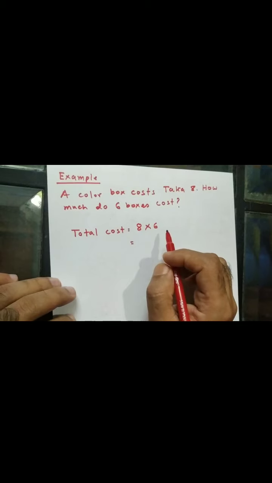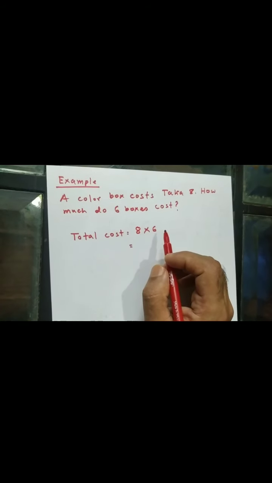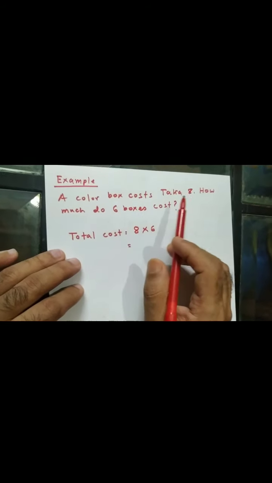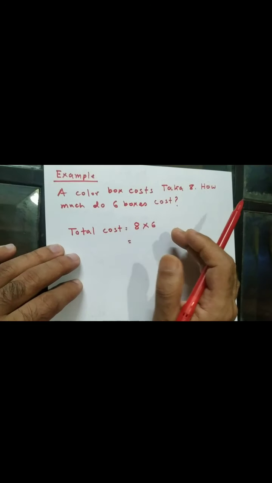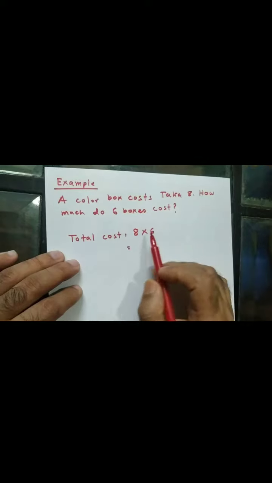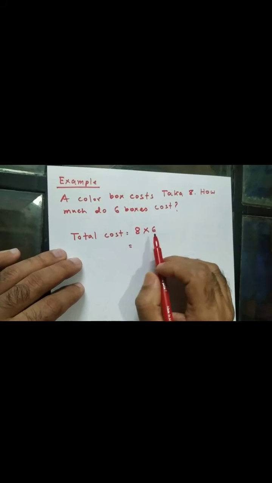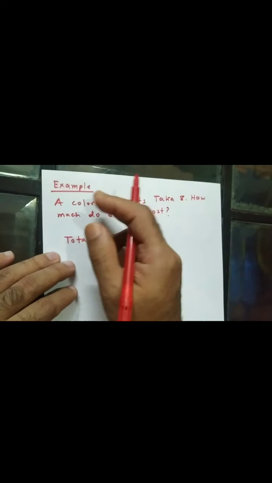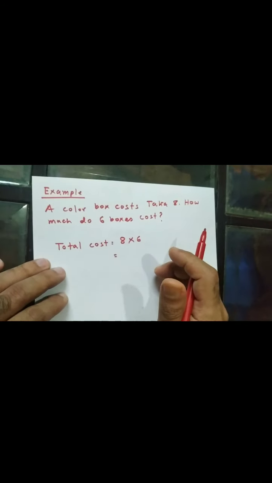Sorry, that was an error. The price of each box is taka 8, and the cost of how many boxes you need to find? 6. So 8 multiplied by 6 will give me the total cost of 6 boxes.